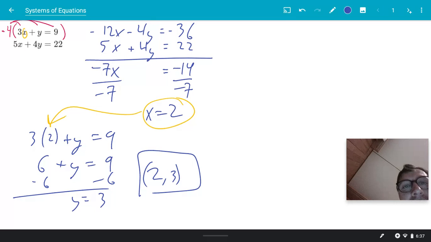So that is the elimination method. And this is a representation of where these two lines intersect.